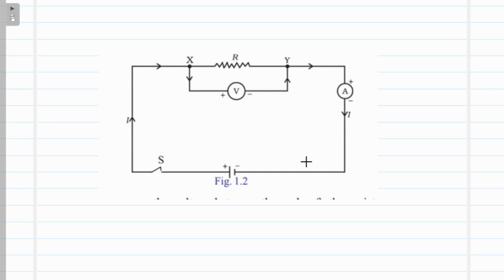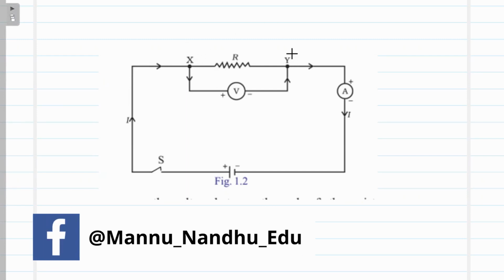Now, what is the purpose of the voltmeter? I want to calculate the potential difference between the x and y points. What does x and y mean? I want to calculate the potential difference across the resistor R, that means the voltage V. And what is the purpose of the ammeter? I want to calculate the current, how much current is passing through the circuit.